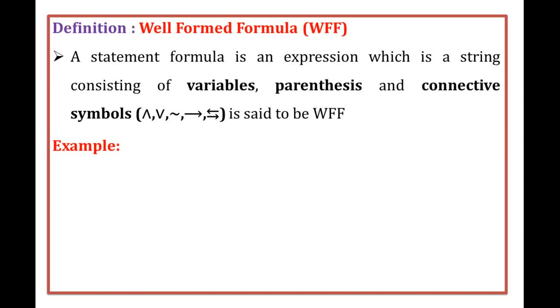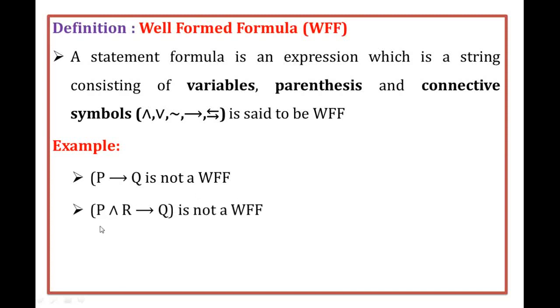Now we see some examples. In the first example, how many statement variables are there? Two statement variables: P, Q. Second, parentheses. Here an open bracket is there, but it is not closed, so the parenthesis is missing. Third, a connective symbol is there: the conditional connective. So what is missing? The open bracket is not closed. Therefore, this statement is called a non-well-defined formula, or not a well-defined formula.